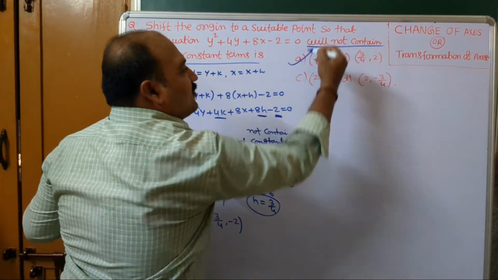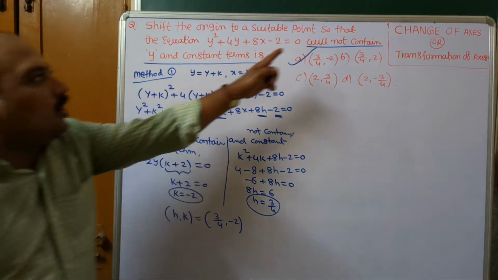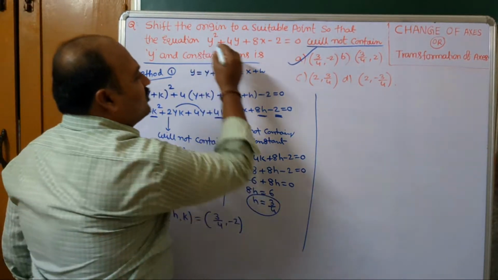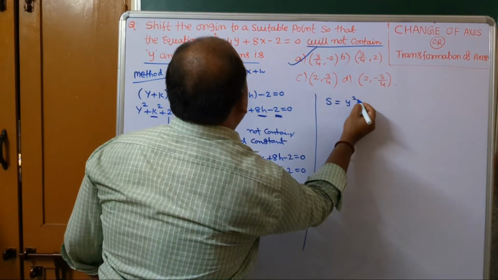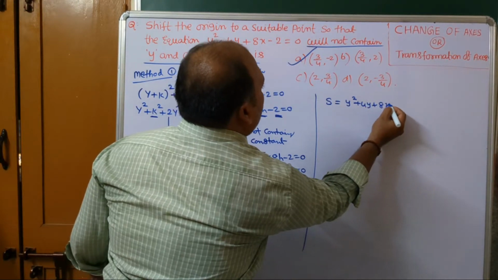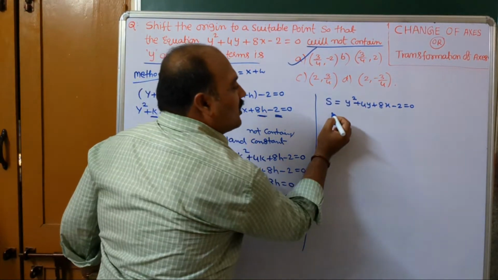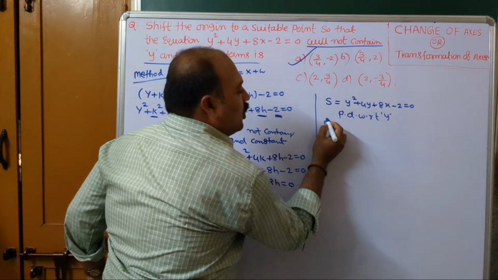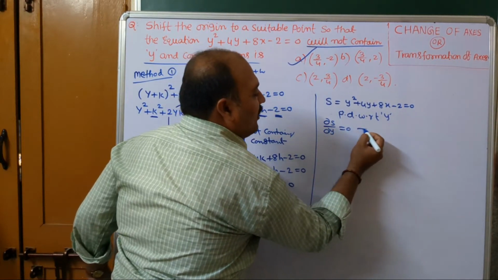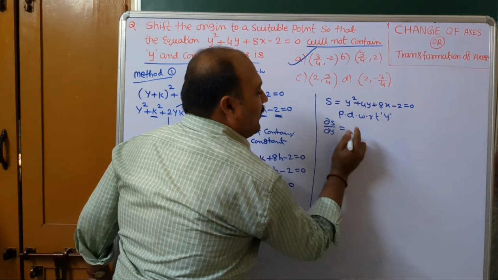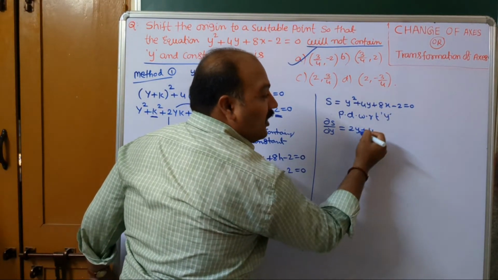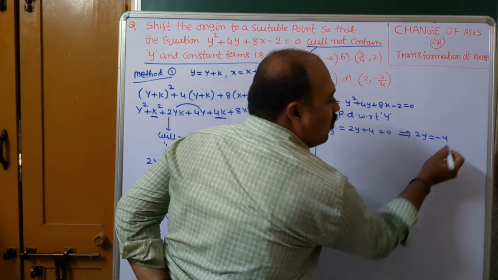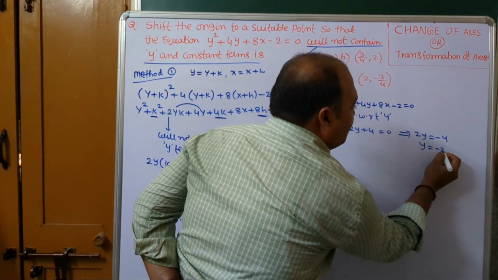So we got the first option, student. This is method 1 according to the question. Suppose we go by the general method: S we can take as y square plus 4y plus 8x minus 2 equal to 0. Partially differentiate with respect to y. So dou S by dou y equal to 0, that implies 2y plus 4, since with respect to y, x and constant are treated as zeros. So 2y equal to minus 4, so y equal to minus 2.